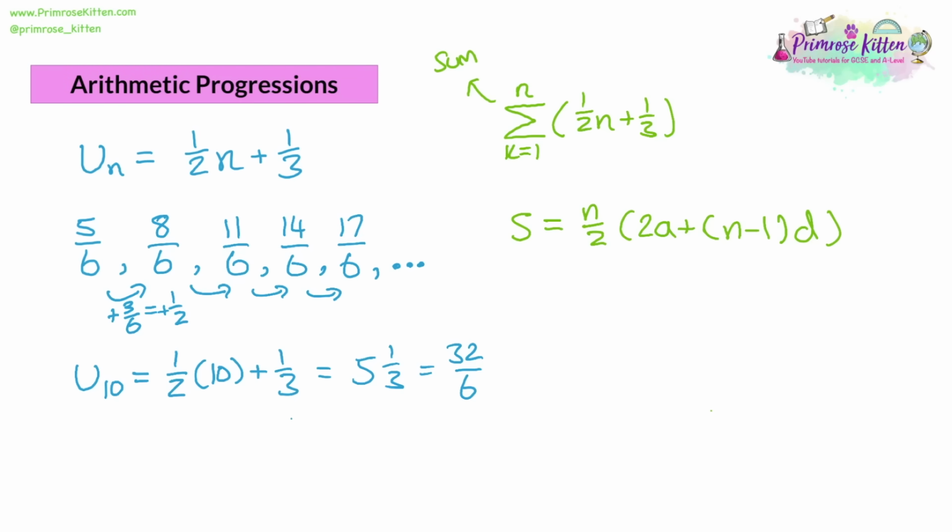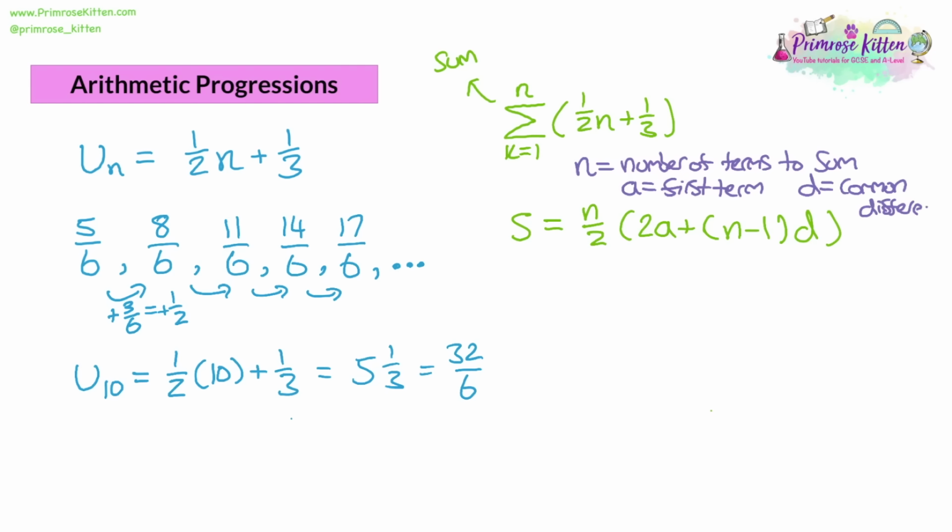So n is the number of terms to add. The a is the first term of the sequence. So we know from our previous work here that the first term is 5/6, but that's something you can generate from the nth term by saying that n is equal to 1. d is what we call the common difference. The common difference is what's changing each time. So in this sequence, it's going up by a half each time. So the common difference is a half.